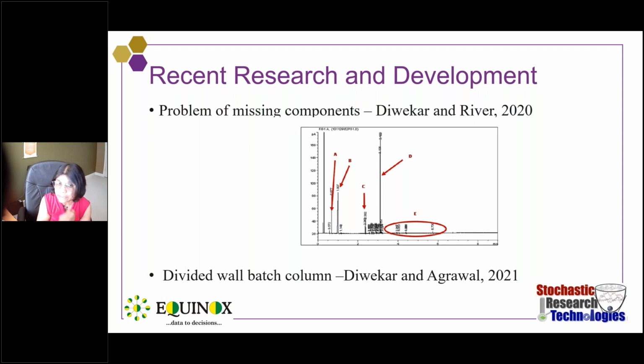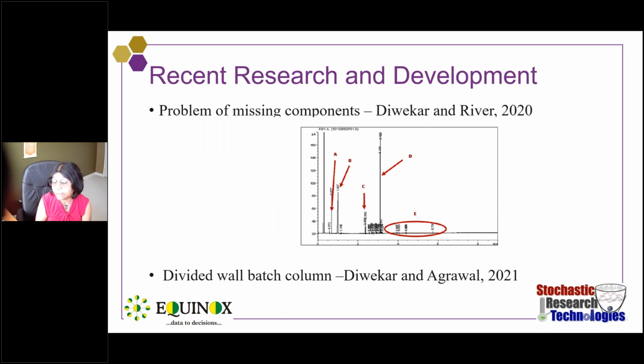It's called the problem of missing components, and the divided wall batch column. Also, you can see that the divided wall batch column is very useful, just like the middle vessel column. And this is an extension of the continuous divided wall column. Okay, and things are continuing in this area.